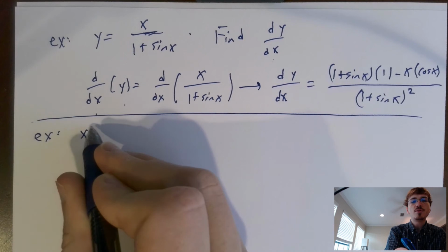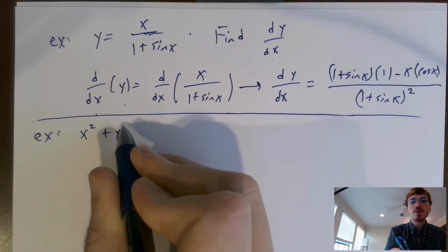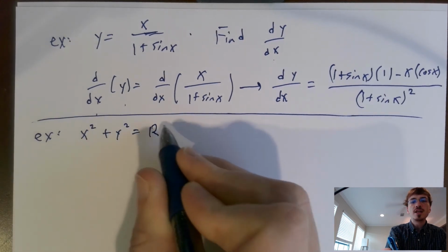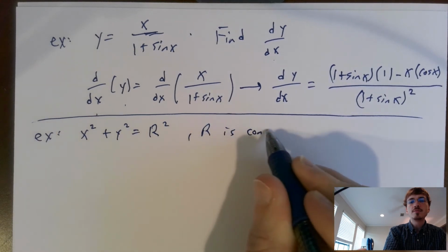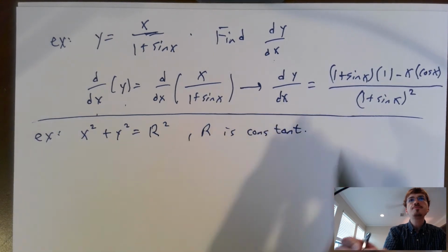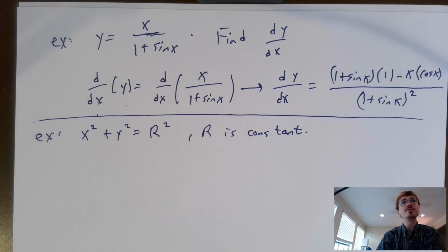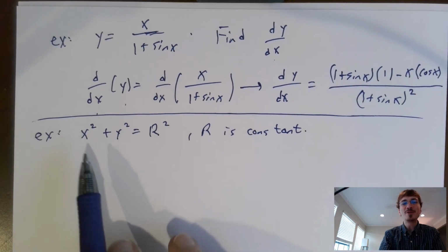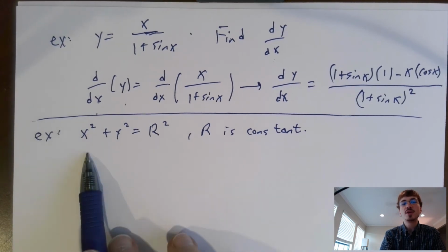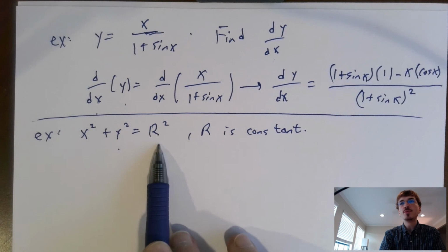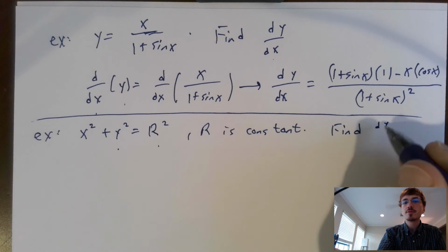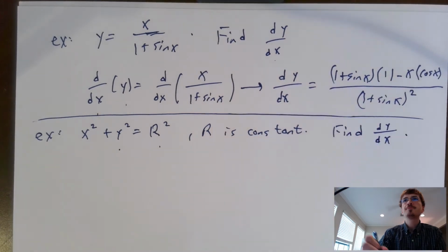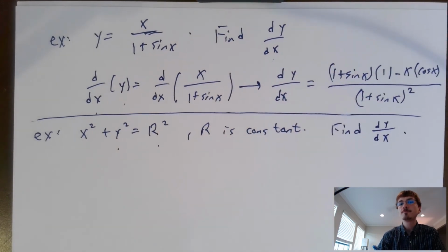Suppose we have the equation x squared plus y squared equals capital R squared, where capital R is a constant. And as everybody's hopefully remembering from pre-calculus, this is just the equation of a circle centered at the origin with radius r. How could we find dy dx?